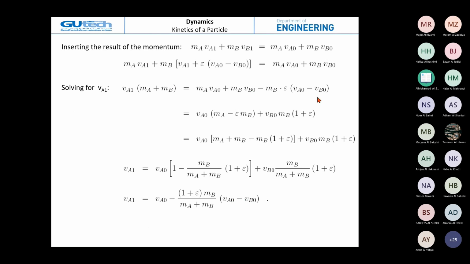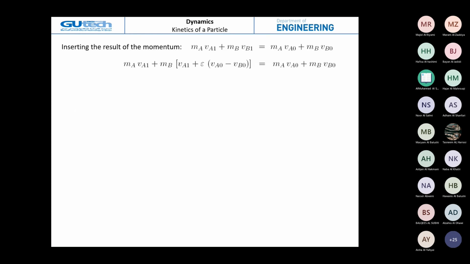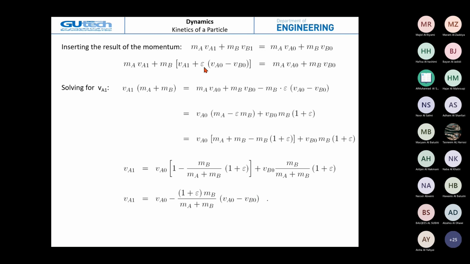If we insert the expression of epsilon, here the expression of epsilon, it means we take VB1 and express it as a function of the coefficient of restitution epsilon. Then, if we replace by epsilon, we can find VA1. Only we replace VB1 here by this expression. When we replace it and develop, we now get the expression of VA1.